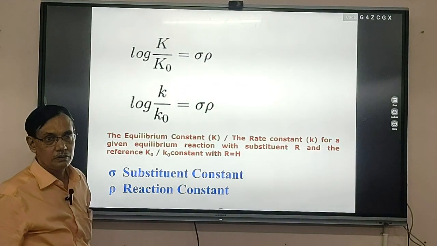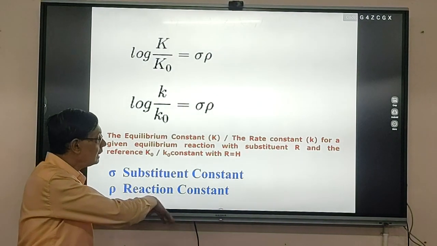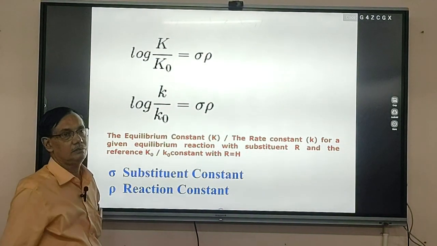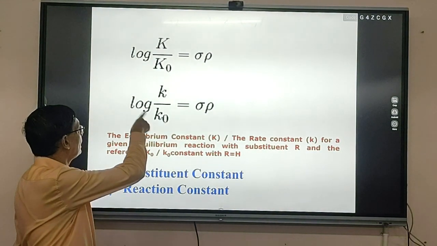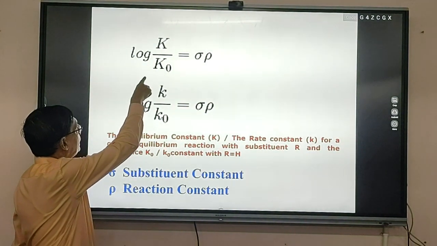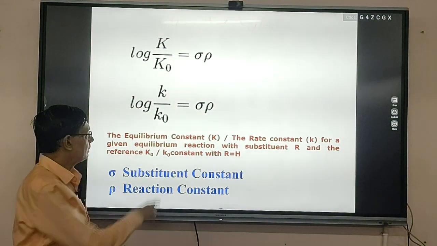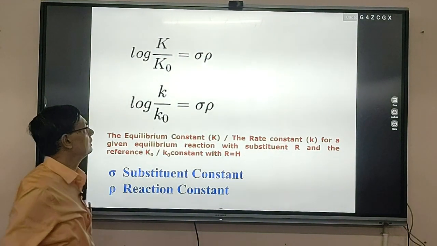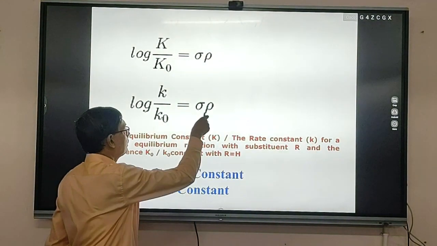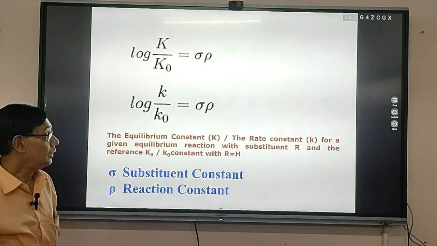Now, last question: how do you comply with the Hammett equation? It is called simple linear regression analysis, because we all know y is equal to mx plus c. So if I plot a graph between log of k by k0 with respect to the substituent constant, this value is the m, the slope value. The slope value is the reaction constant.